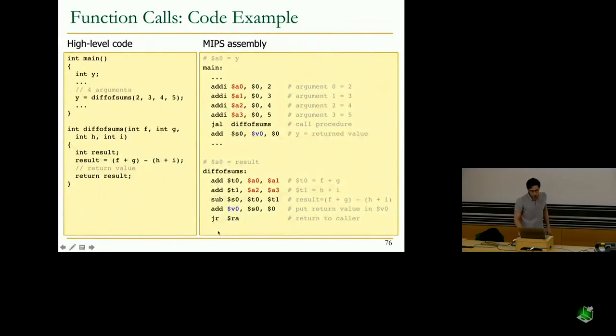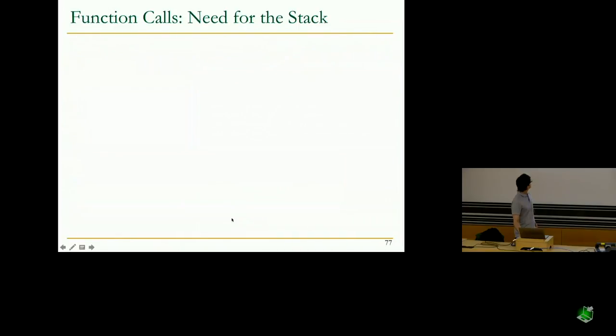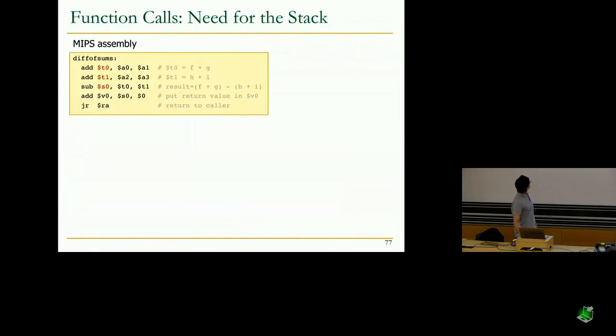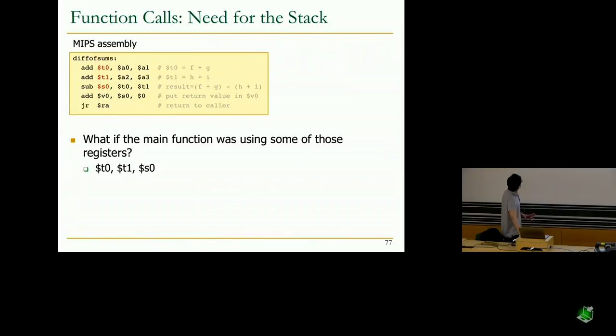You have here a more complex example. You can take a look at it by yourself. You see that we have some input argument values stored in registers. We have the return value. Observe that we jump and link here to this function, and we will return using the return address register. And you can take a look at the code more in detail. The only thing that I want to mention is that observe that in MIPS, the number of registers is limited, even more limited in LC3, right?